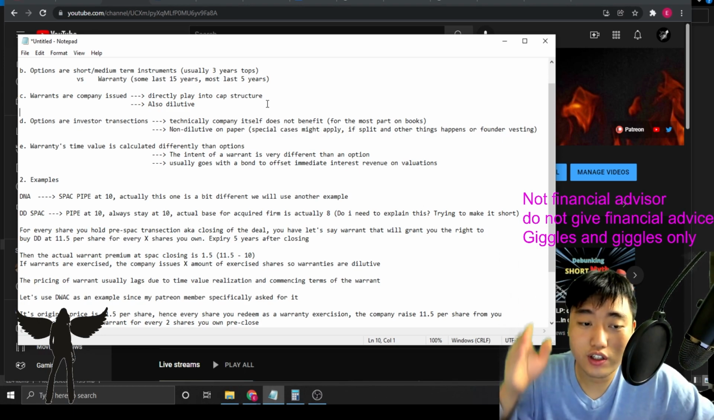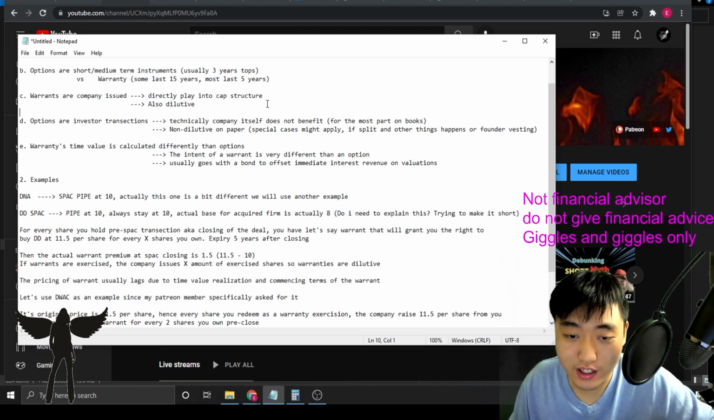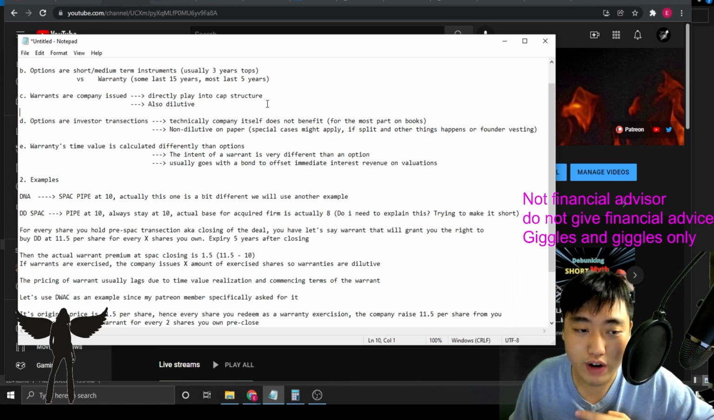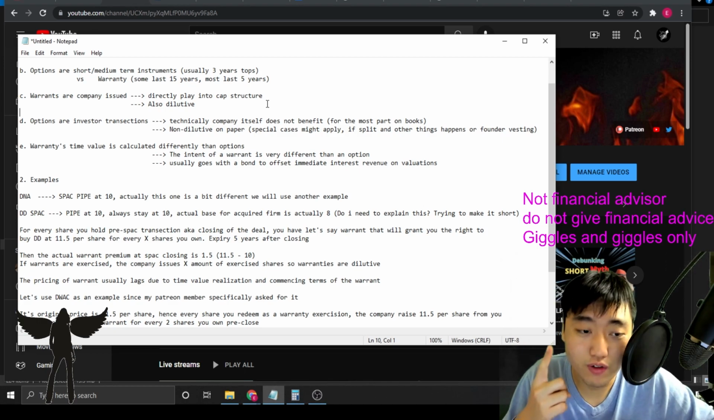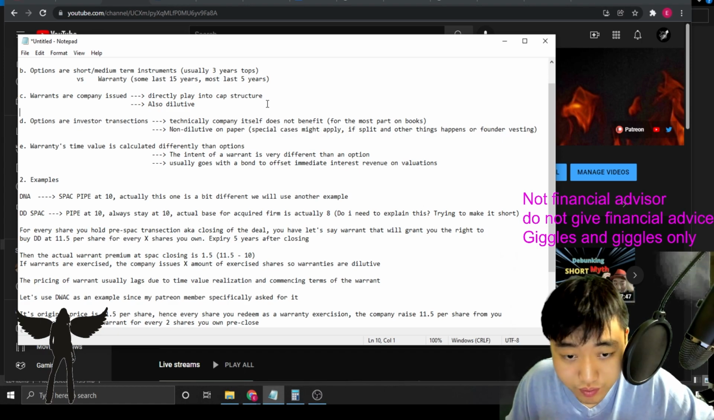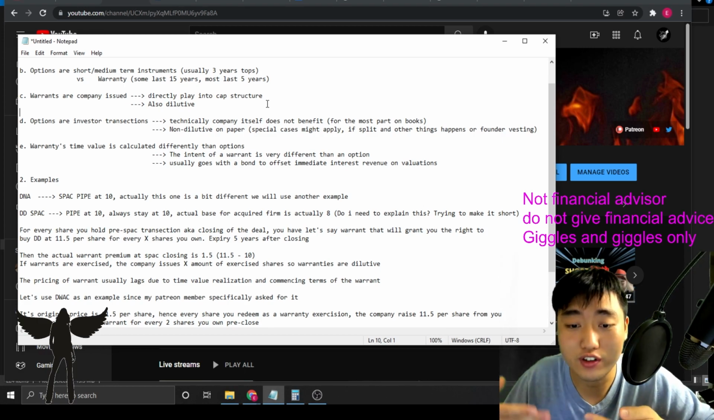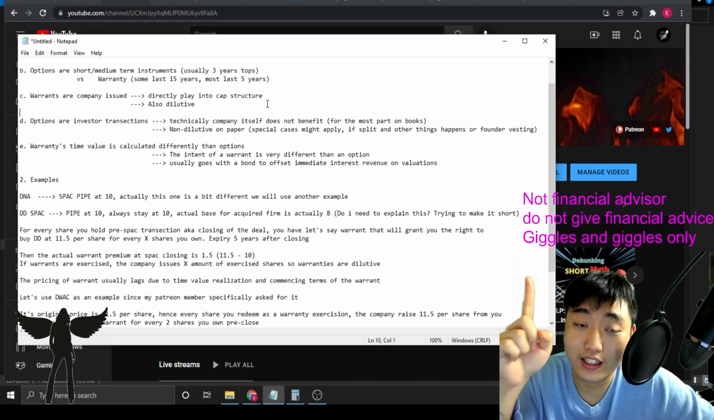For every share that you hold pre-SPAC transaction, aka closing of the SPAC deal, okay, you have, let's just say, warrants that will grant you the right to buy our SPAC, the DD SPAC, at $11.5 per share for every, let's just say, one share of DD SPAC that you own. And then this warrant expires 5 years after closing, okay? Then the actual warrant premium at SPAC closing is $1.5. You pay a $1.5 premium, okay?